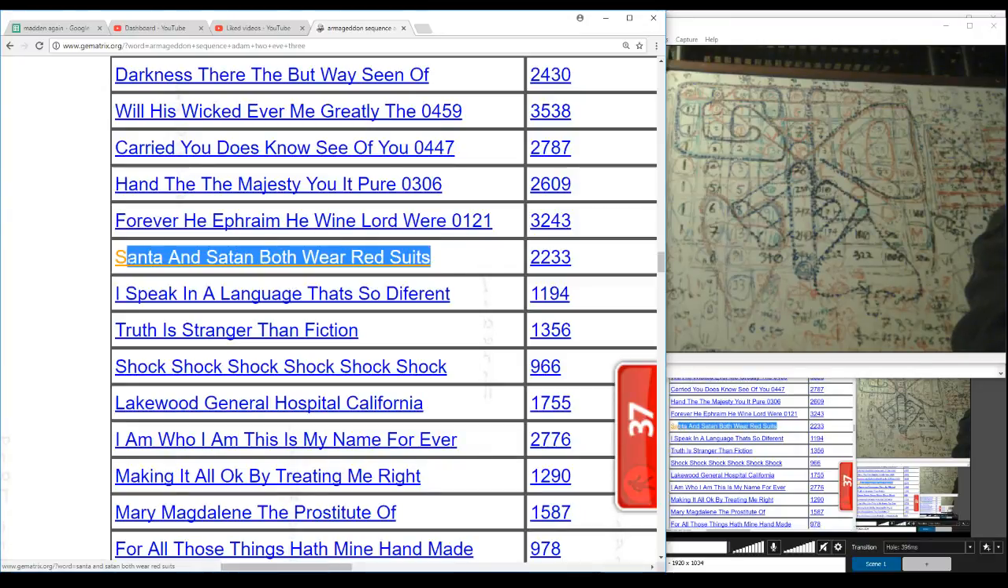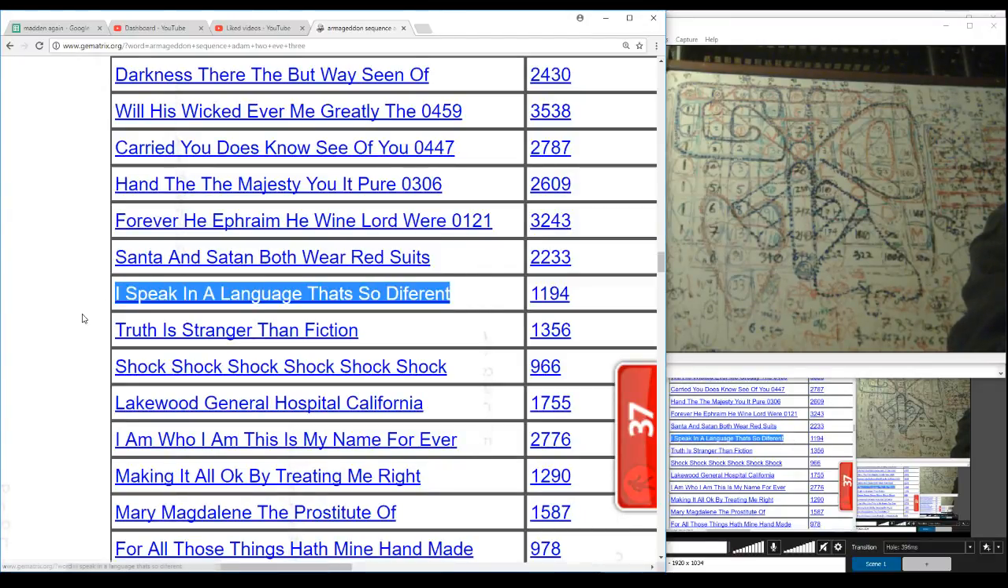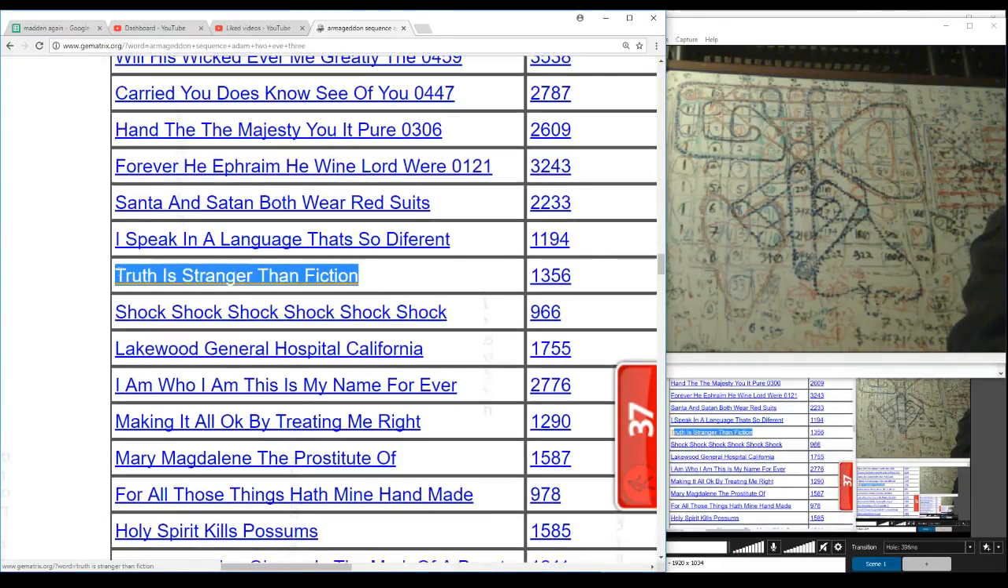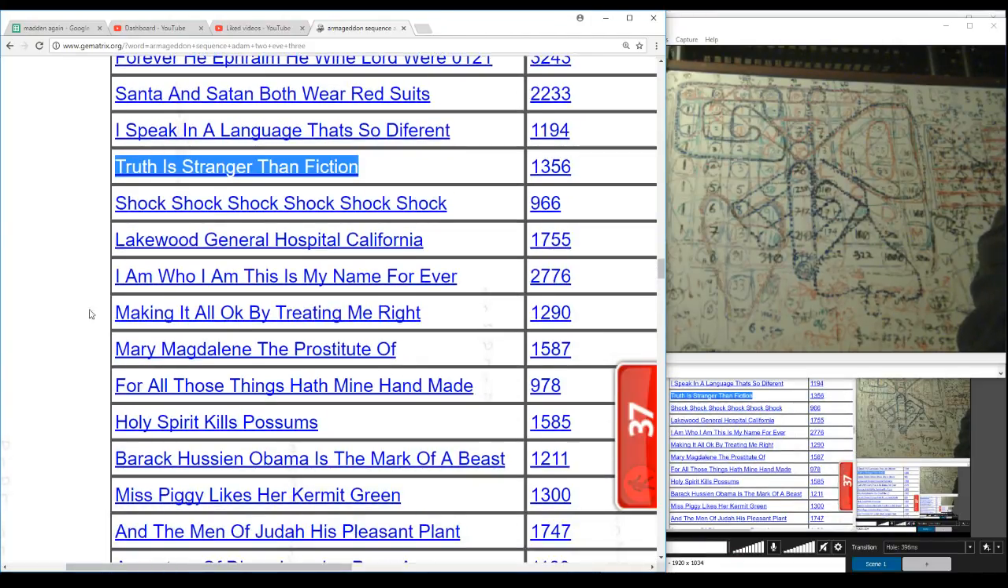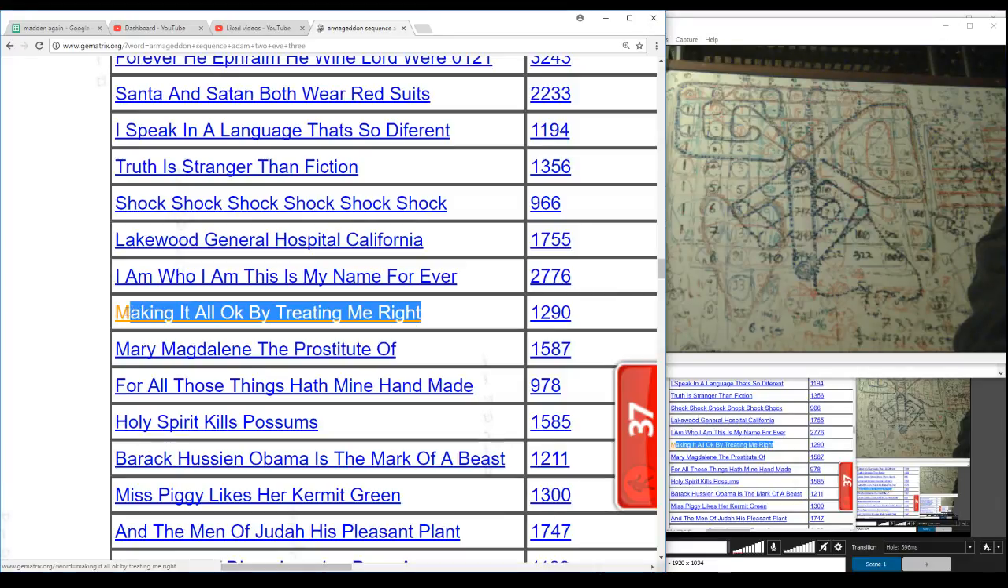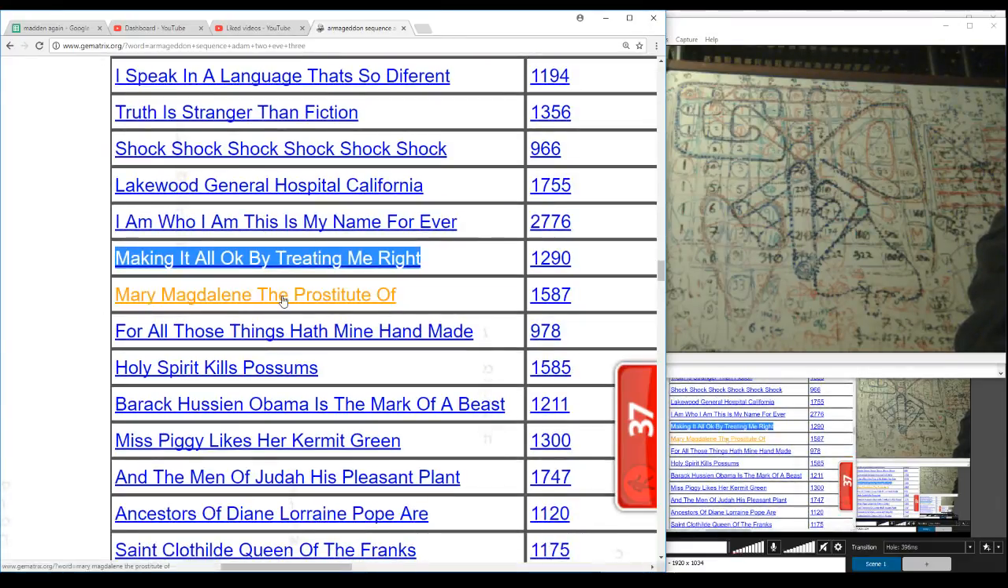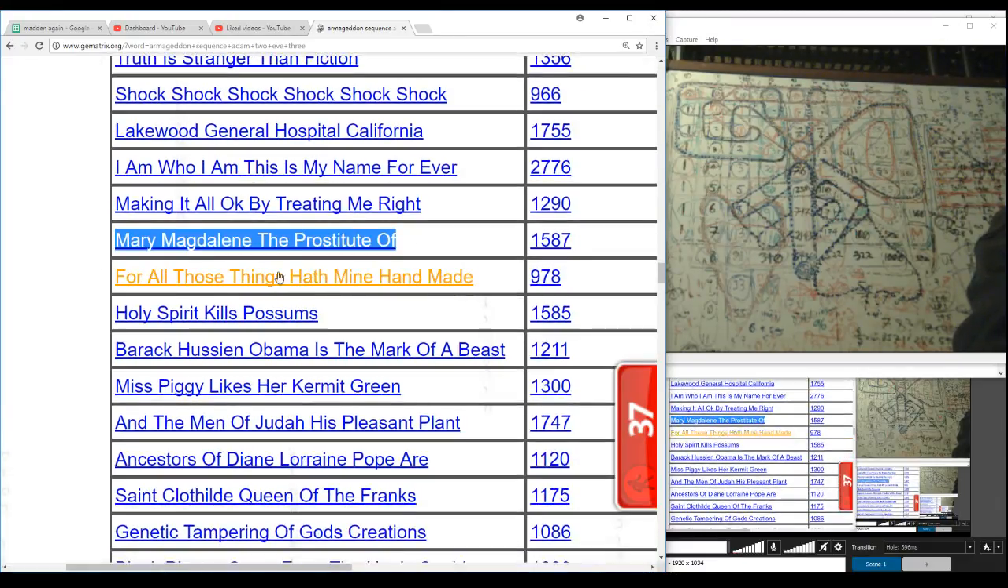Yeah, Santa and Satan both wear red suits. I speak in a language that's so different, guy. The truth is stranger than fiction. Shook, shook, shook, or shock, shock, shock. Six shocks, guy. Nice. I am who I am. This is my name forever. Lovely. Making it all okay by treating me right. Interesting. Mary Magdalene, the prostitute of. Anyways, for all those things hath mine hand made.